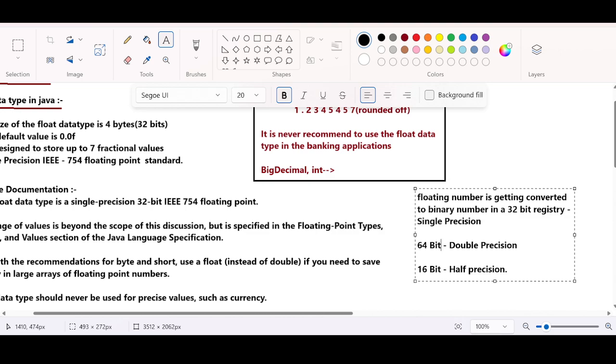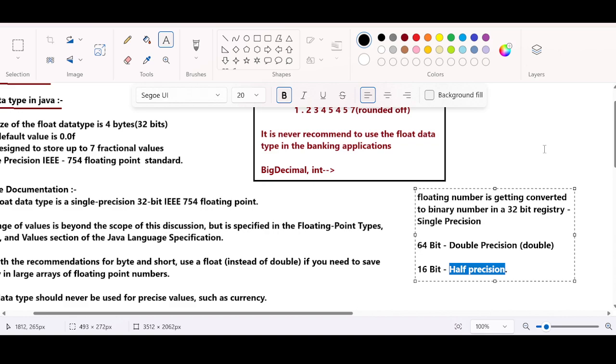For double precision, we usually have a data type called double. For the double data type, you call it 64-bit double precision. In some languages, they represent a particular floating point data type with a 16-bit registry, so we also call it half precision. So this is what precision is.